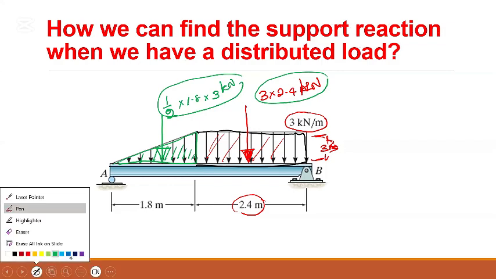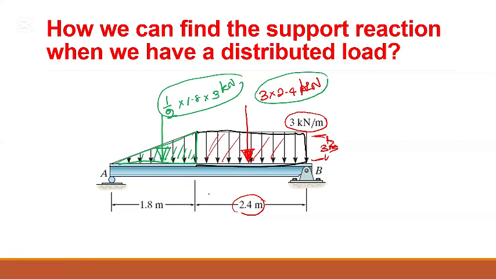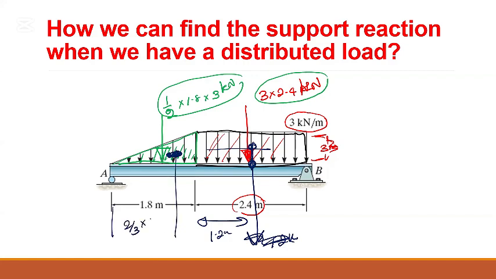Now we need to know the distance from where it is acting. So it is acting at the centroid. The centroid of a rectangle is at the middle here, so that will be 1.2 meters from here. And for the triangle, the centroid is close to the big side. So this one will be 2/3 of the length.